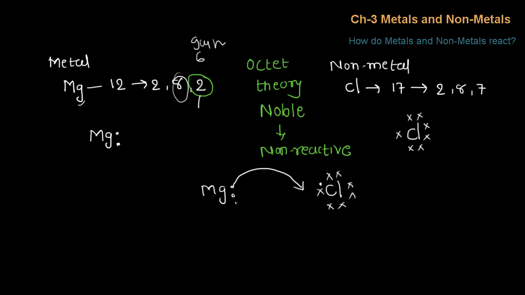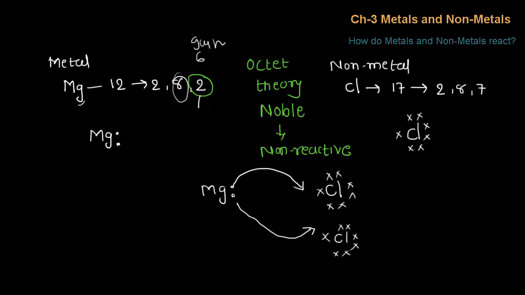Now what does the second electron do? Here the next chlorine will come. The second chlorine will come for the next electron of magnesium. So magnesium will give its other electron to the second chlorine. So magnesium gives 2 electrons, one to one chlorine and the second to the second chlorine. One magnesium will combine with 2 chlorine. So Mg loses 2 electrons.